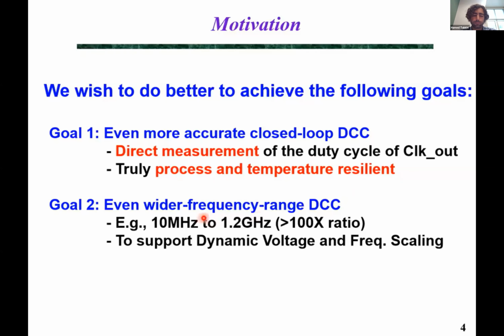Secondly, we want to create an even wider frequency range duty cycle correction design to support a frequency range from 10 MHz to 1.2 GHz. And so we will be able to support aggressive dynamic voltage and frequency scaling.